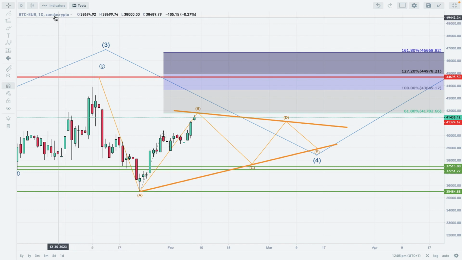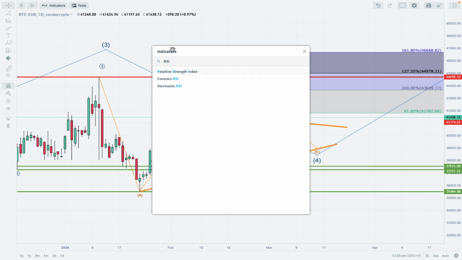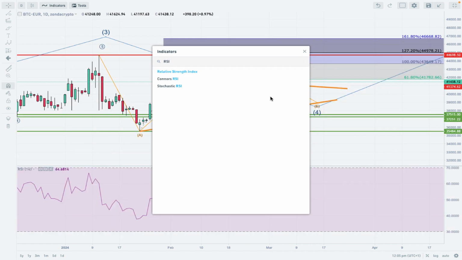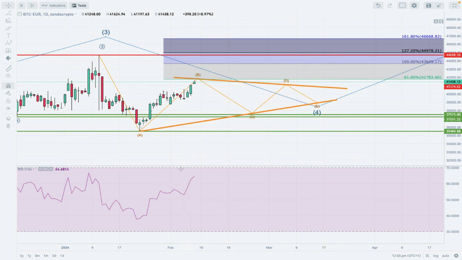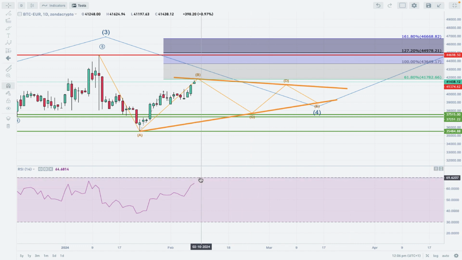Now, let me just put some other indicators on the chart. So the first one is of course the RSI, because we want to see whether the market is oversold or overbought. As you can see, there is still room to the upside. Let me just make it smaller. There's still room towards the level of 70. There's still room to the upside, even towards 43,649, right? So that's the RSI.